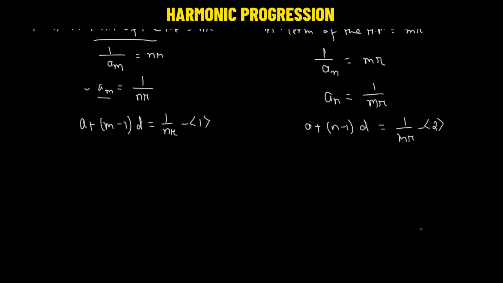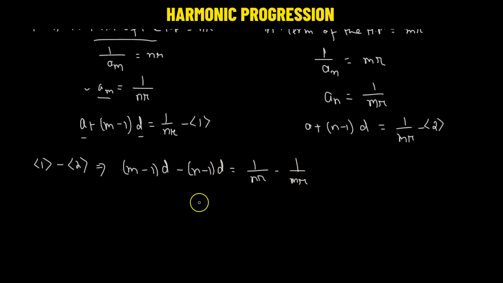So what we'll do is solve equation 1 and equation 2 to obtain the values of a and d. Let's take 1 and subtract 2 from it. The a terms cancel out with each other. So with m minus 1 times d minus n minus 1 times d, this will be equal to 1 over nr minus 1 over m times r. So we have m minus 1 minus n plus 1 times d, equal to m times r minus nr divided by m times n times r squared.